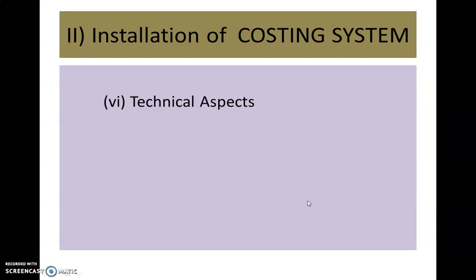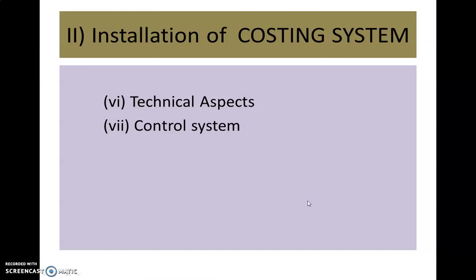Next one is called technical aspects. Technical consideration is another important factor that influences the installation of cost accounts, which includes the following: size and layout of the factory, existence of production and service departments, flow of production, capacity of machines and degree of mechanization, existence of laboratories, internal transport and material handling equipment, etc. So these are all the technical aspects we should consider before installing the cost accounting system.